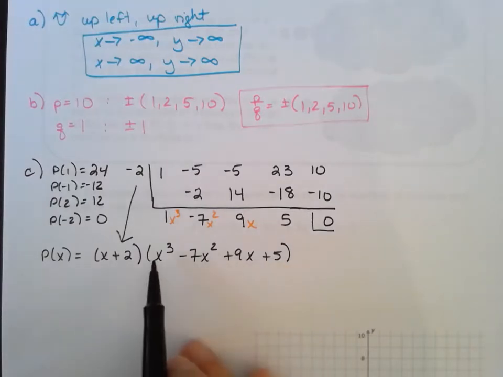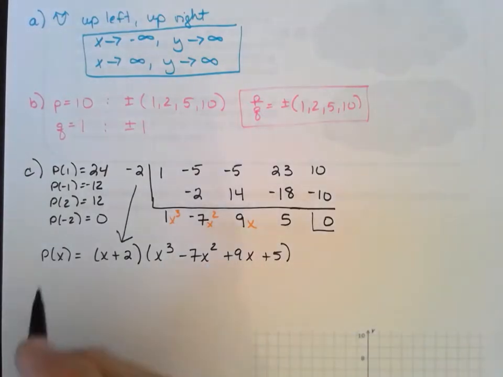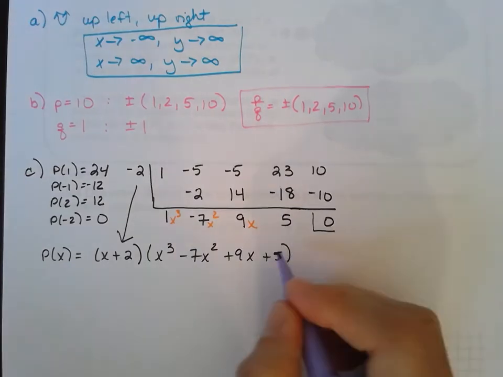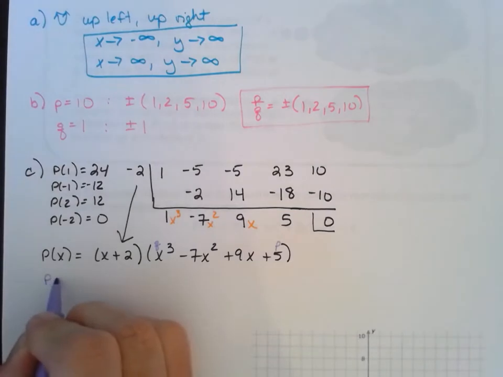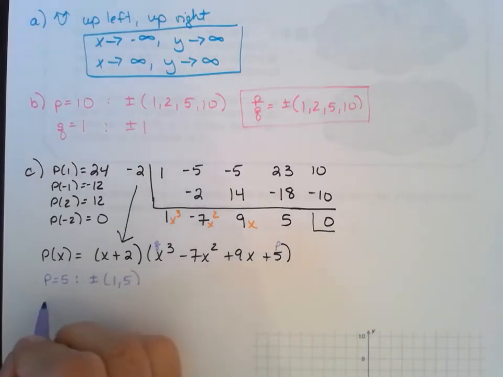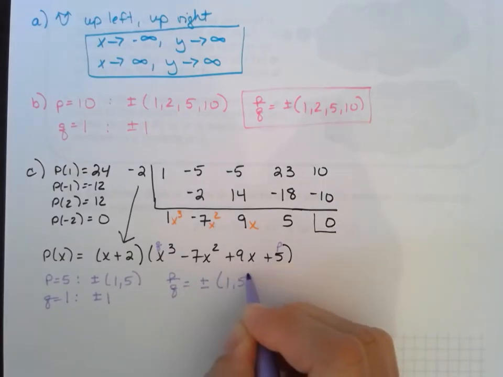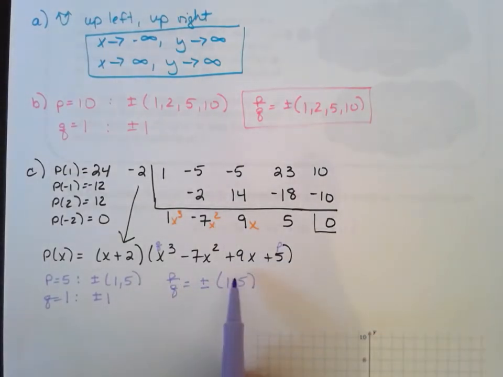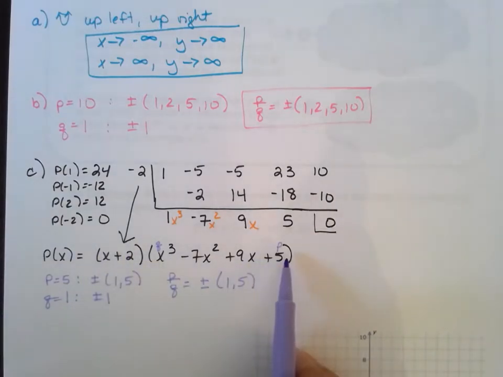In that case, we have to do p's and q's again, but only for this part right here. So inside there, p is 5, q is 1. Factors of p are positive and negative 1 and 5. Q is 1. Factors of 1 are positive and negative 1. P over q would be positive and negative 1 over 1 and 5 over 1. So 1 and 5. So remember, we're only testing this part because this is already a singular factor. We just need to get this part factored.